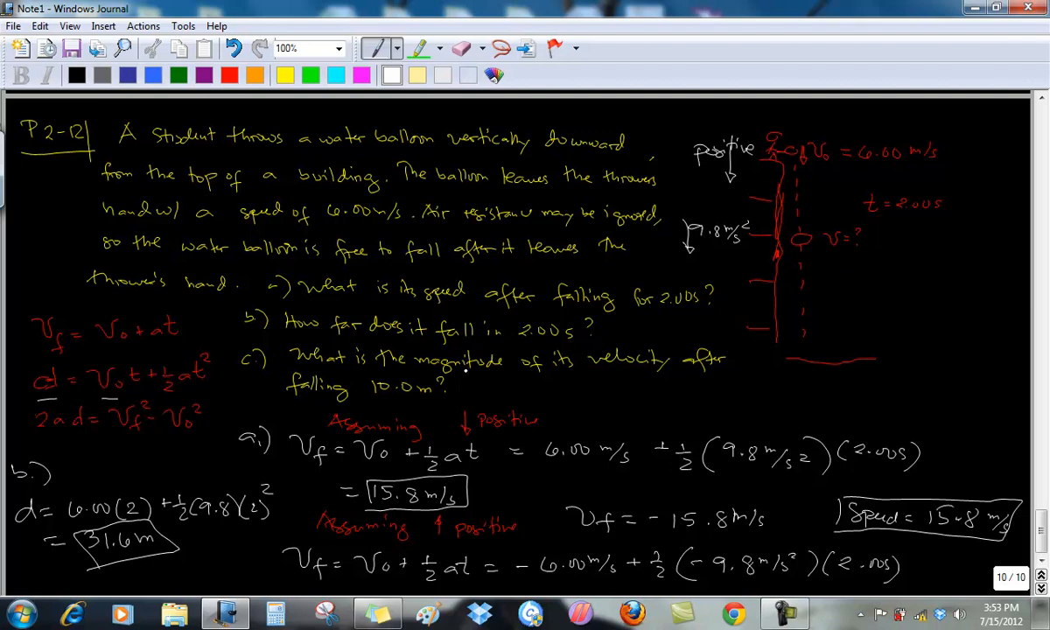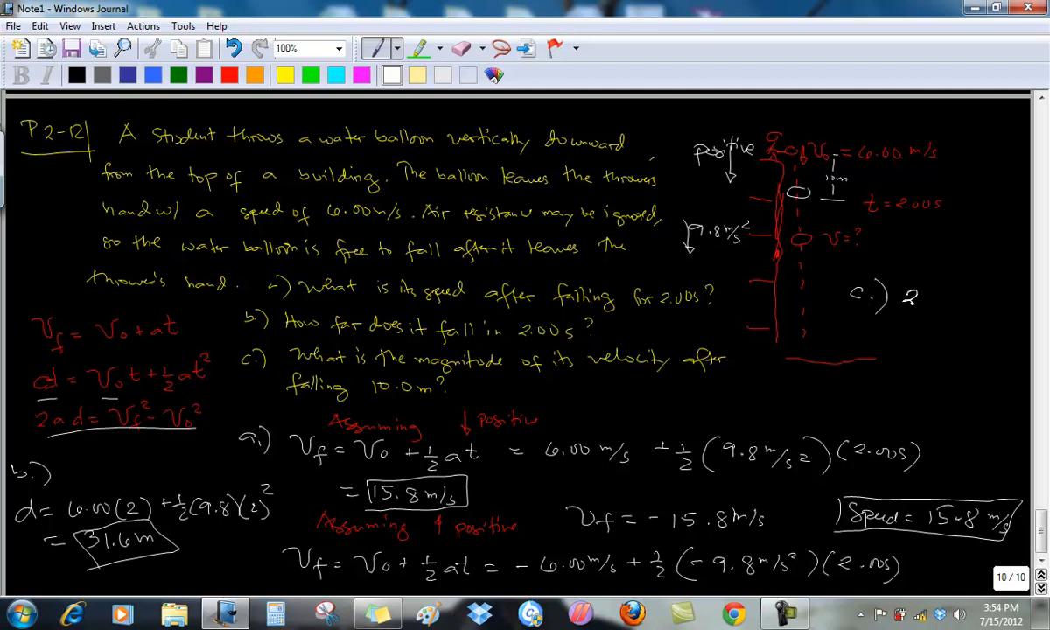Letter C, what is the magnitude of its velocity after falling 10 meters? So, letter C asks what is the velocity of your balloon after it has traveled, for example, 10 meters from the point where you dropped it. So, what is your V at that moment? Simply use equation 3. A is constant, 9.8. D is given to be 10. Since the initial velocity is known, you can get the final velocity. So, to solve for letter C, we just use that equation.